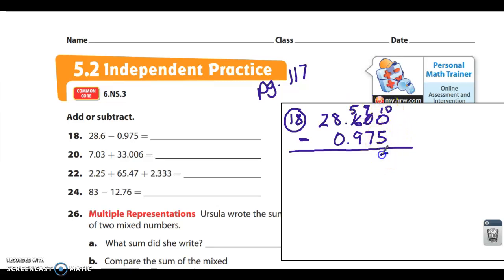10 minus 5 is 5. 9 minus 2 or 7 is 2. Can't do 5 minus 9, so I've got to go borrow somewhere. 15 minus 9 is 6. Decimal, and 27 minus 0 is 27. The answer is 27 and 625 thousandths.